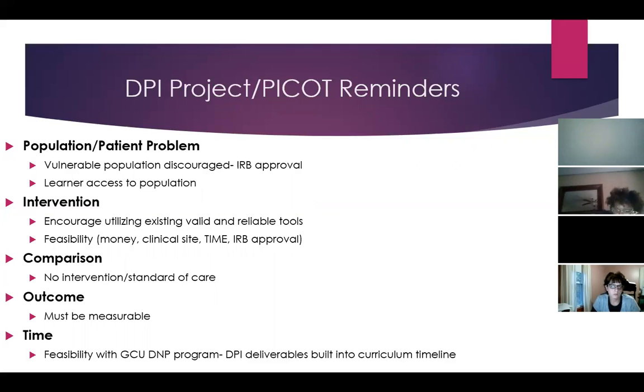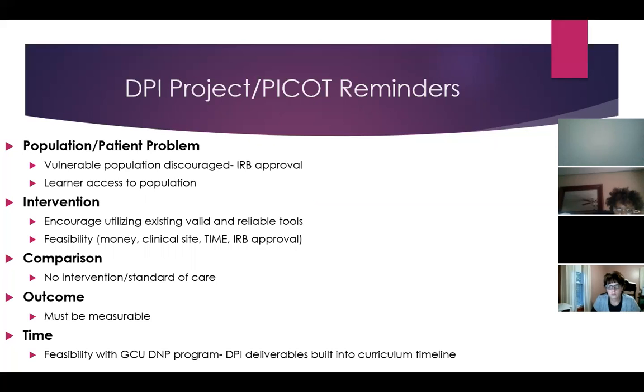But here's a couple things I need you to think about. So what are vulnerable populations? These are discouraged. Vulnerable populations include pregnant women, human fetuses, neonates, prisoners, children, homeless individuals, cognitively impaired persons, students, employees, minorities, economically and educationally disadvantaged, AIDS and HIV subjects. Those are all considered vulnerable populations per the IRB.